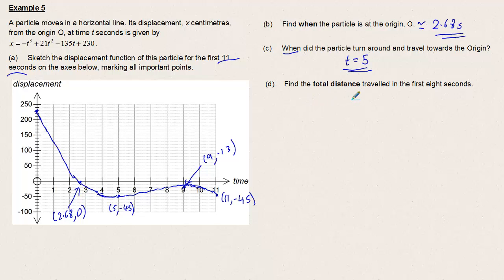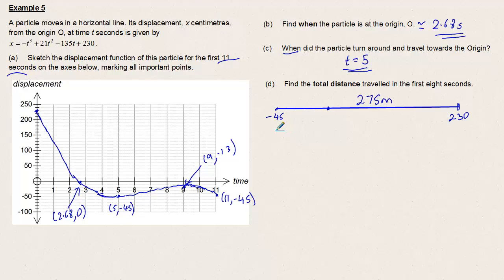We want to find the total distance travelled in the first 8 seconds. Well, in these first 5 seconds, we put the origin here. It starts at 230 this side and comes down to -45 this side. So that's 275 meters. But then it's travelling back towards the origin.